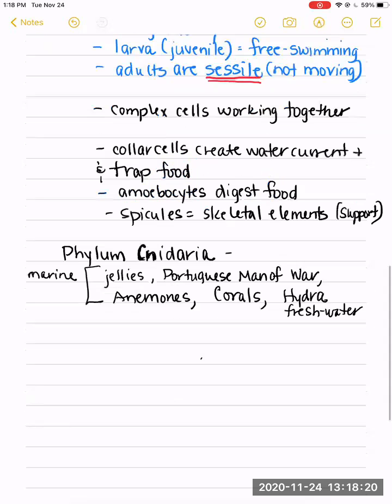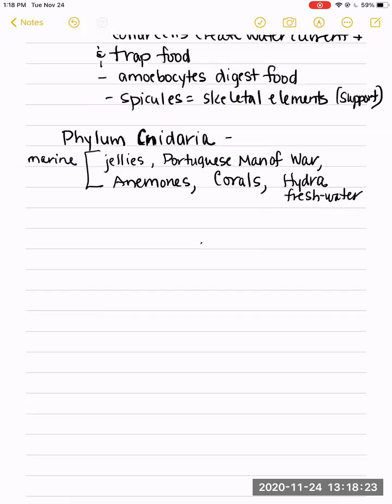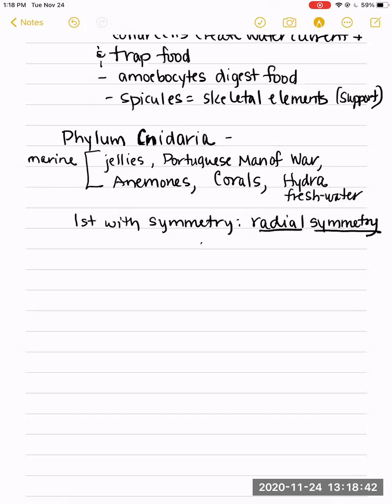So what do cnidarians have in common with each other, and what are their advancements? Let's start with some of their advancements. Cnidarians are the first with symmetry, and they have radial symmetry. That radial symmetry is actually only true at one stage of their life, called the medusa stage. And we're going to look at that in the pictures. They really have two stages that we're going to look at. So that's going to be under the category of characteristics they share.